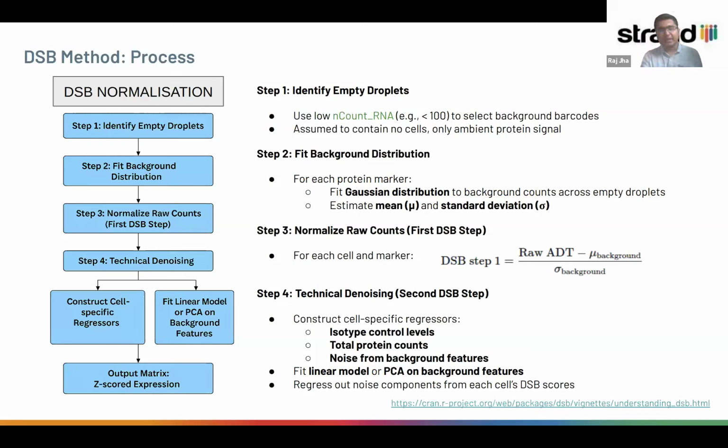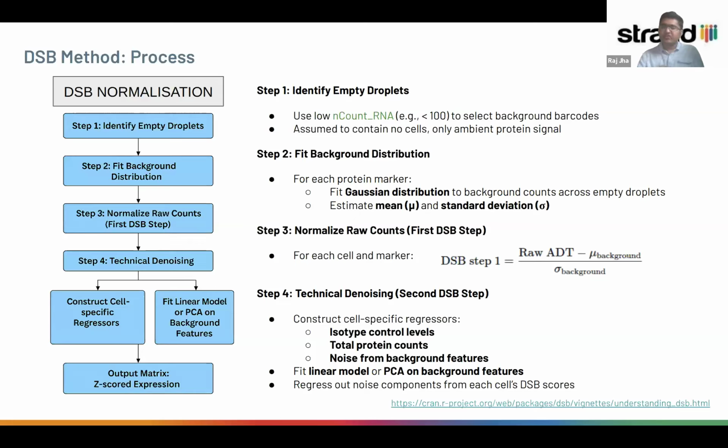This will help us fit the background distribution and normalize. Once we identify the empty droplets and have fitted it, we estimate the mean and the standard deviation. Once that is done, we'll use these two variables to normalize the raw counts. How will we do that? We just take the raw ADT value, subtract the mean of that background, and then divide it by the standard deviation of the background. This will give you the first step. This will normalize the data for you.